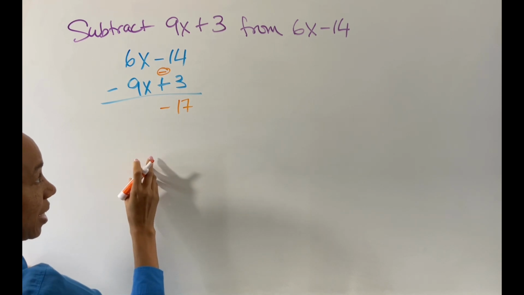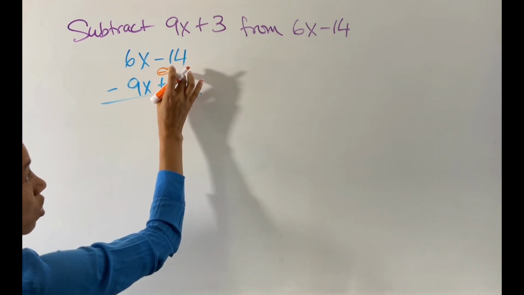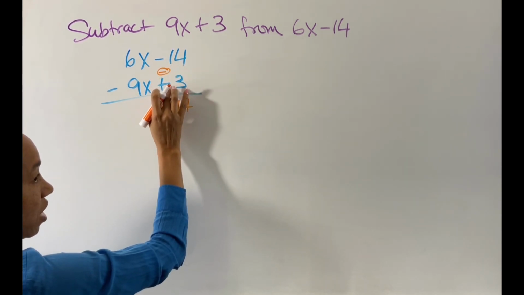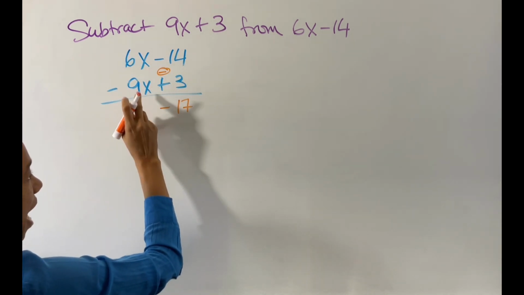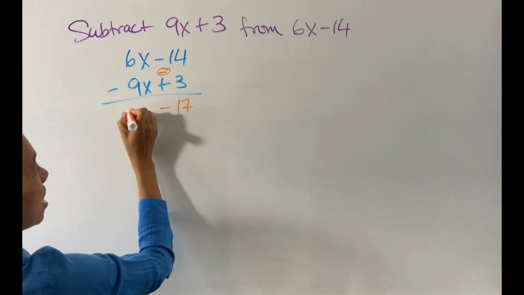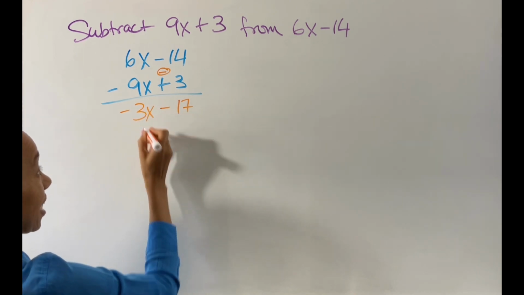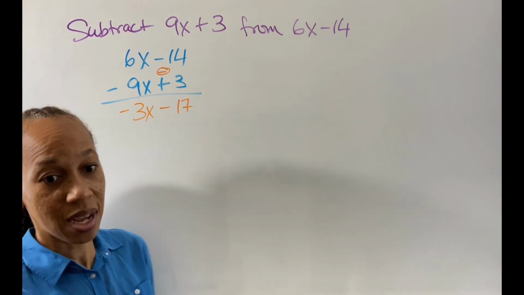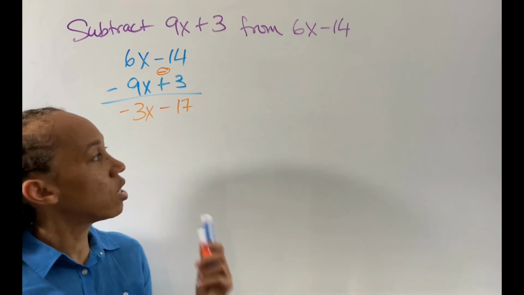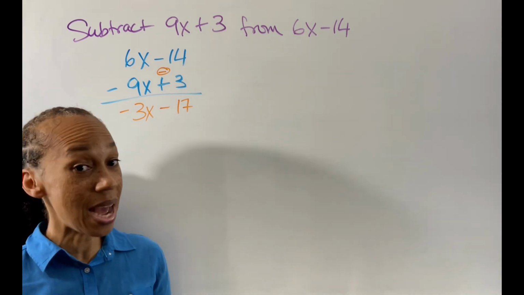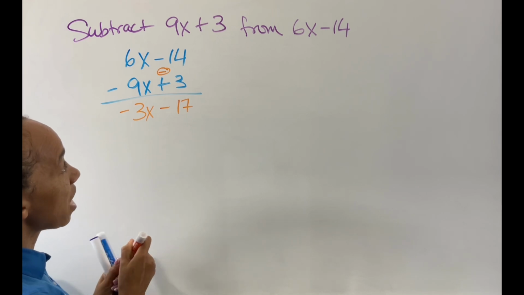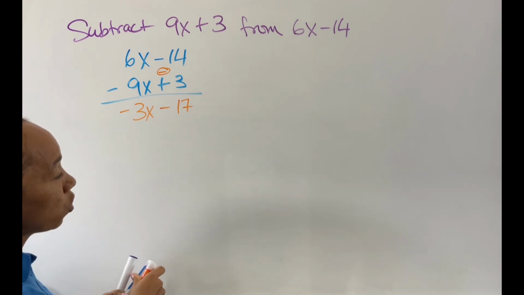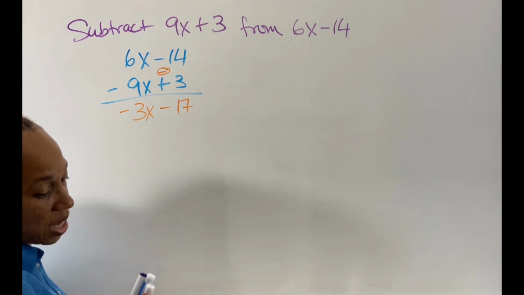Do not make the mistake and don't change your sign here. It is very important. 6x minus 9x is going to be negative 3x. Yes, negative, so don't make that mistake. A lot of you students will end up making that mistake, and that is where the problem is. Okay, so please be very careful.